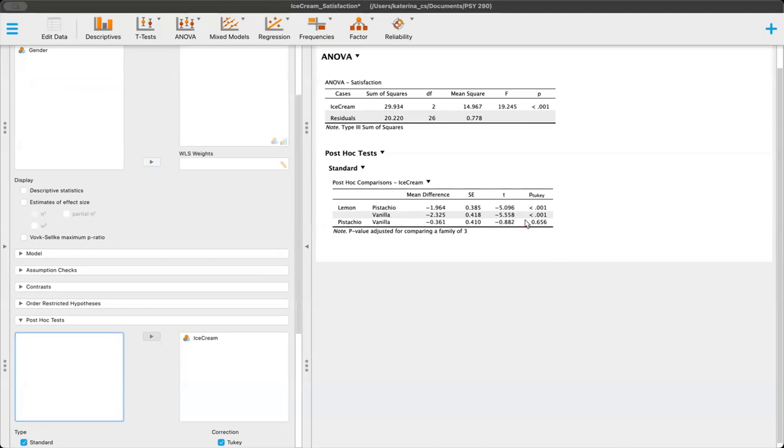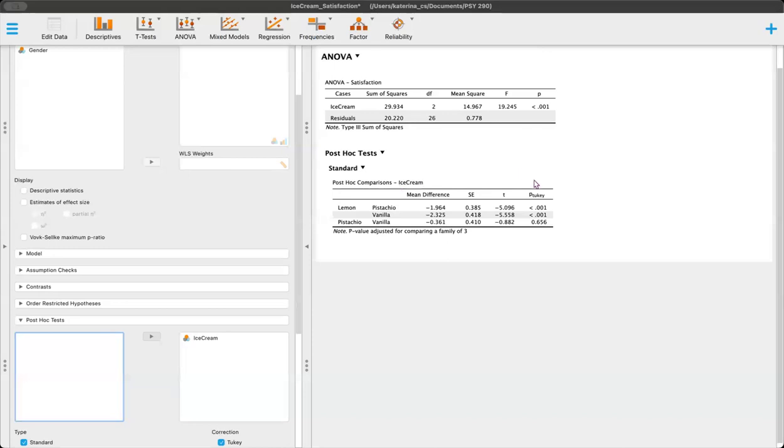Now, finally, you can tell what direction this difference was in by the sign here on the mean difference. So if this value is negative, that means that lemon was lower than pistachio. So mean life satisfaction for lemon lovers was lower than mean life satisfaction for pistachio lovers. Similarly, mean life satisfaction for lemon lovers was lower than mean life satisfaction for vanilla lovers. And again, you can tell that because of the negative sign. If it were a positive sign, it would mean that mean life satisfaction for lemon would be greater than pistachio.